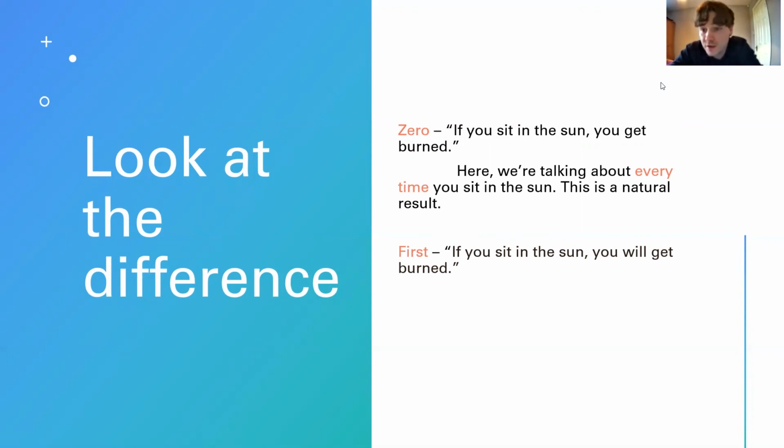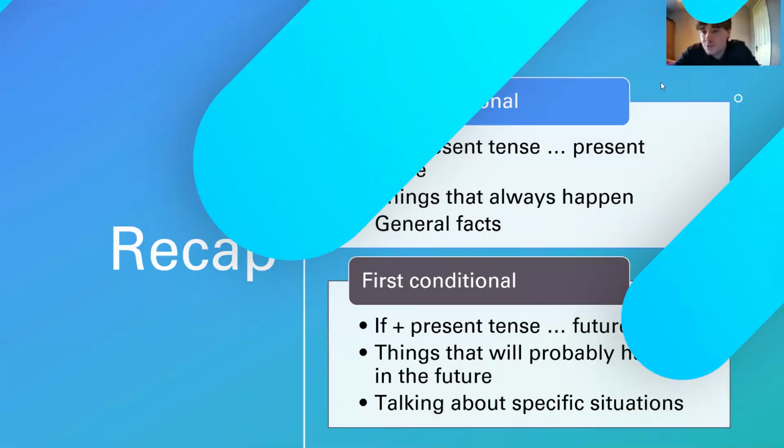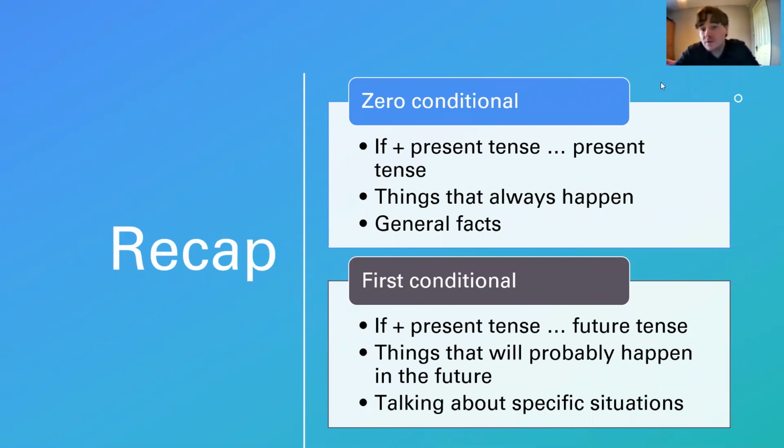Okay, this is fine. Here, we're talking about a specific situation. This specific time on Monday afternoon, my friend is sitting in the sun. I say, oh, if you sit in the sun, you will get burned. This specific time. But in general, if you sit in the sun, you get burned. There's a very important difference. Okay, so that ends part 1 of the zero and the first condition.